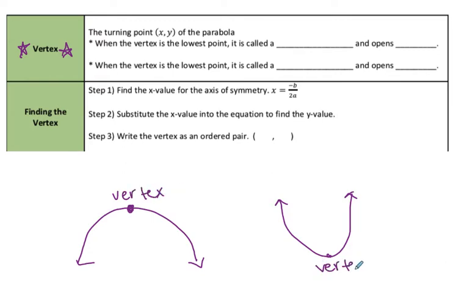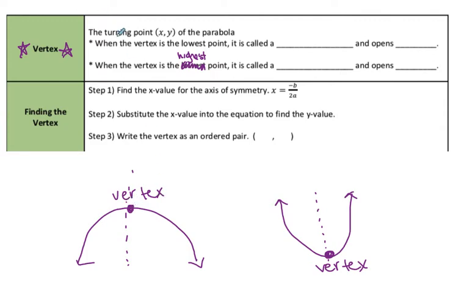So each one of these parabolas is going to have a vertex. And just like we did before, it's going to fall on our axis of symmetry. So they're definitely related here. But this is either the lowest point, or it is the highest point. Okay, it's either going to be the lowest point, or I'm going to say the highest point.